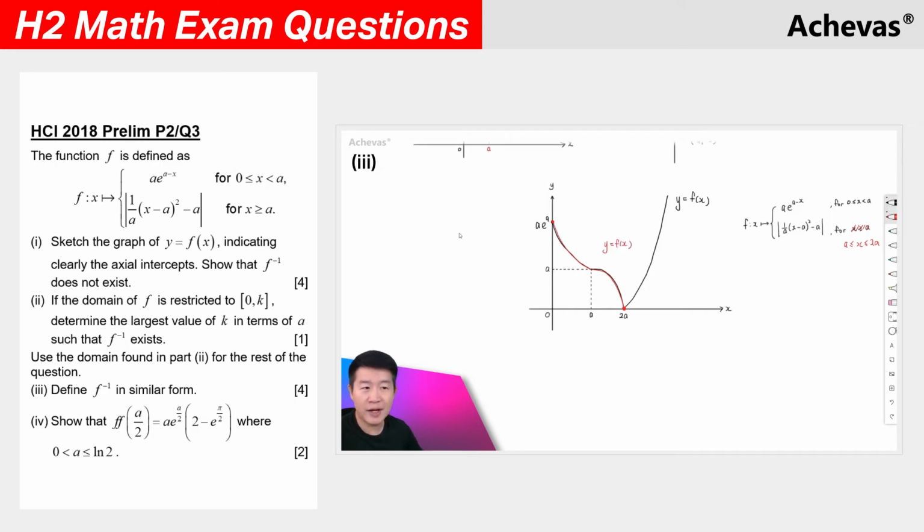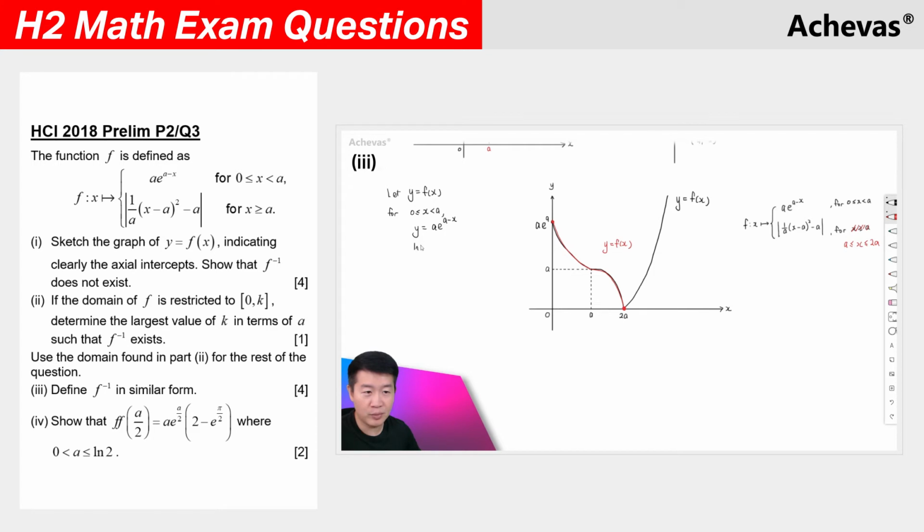This will be my new graph that represents f(x). And to find f inverse, we will be letting y be equal to f(x). But because f(x) is a piecewise function, we do need to consider the two sets of domain that f(x) is defined on. So for the first set of domain, that is when x is bigger or equal to 0, less than a, we know y, which is supposed to be the same expression as f(x), will be a e to the power of a minus x. We're going to try to make x the subject.